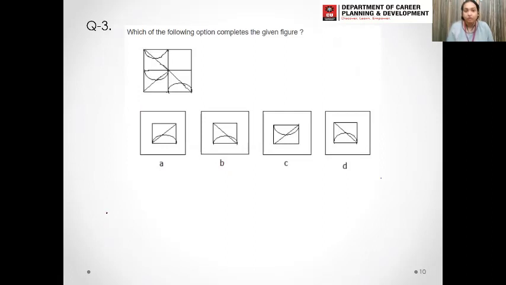Next question, we have to complete it. So how are we going to complete it? See, first of all, let's check with the diagonal. It will complete the diagonal. So the option having this type of diagonal is either option A or option C. So these two are rejected, either option A or option C remains.